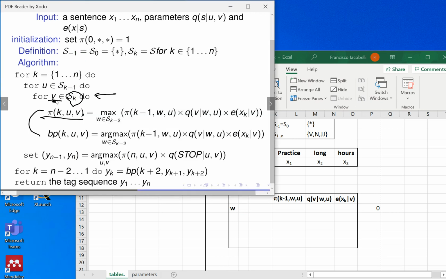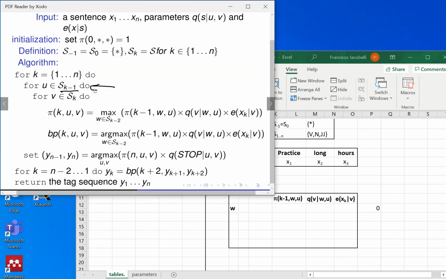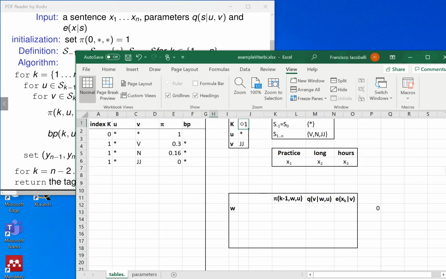So we finished looping through V. Now we need to loop through U. But U was looping through S of K minus 1, right? And K is 1, minus 1 is 0. So U is looping through S0, which is a star, and you already have the value of star. So we're done with looping through S of K minus 1 at this point. So we increase K to 2.